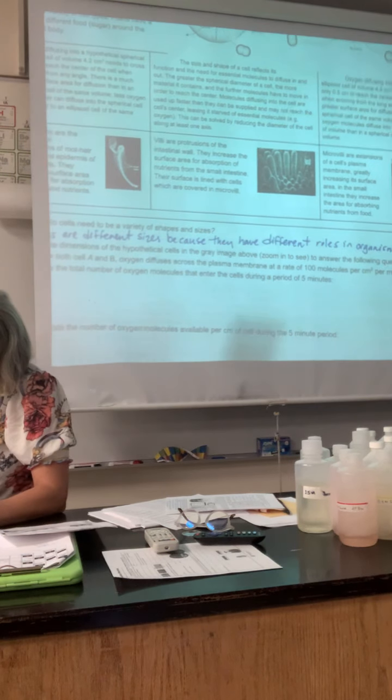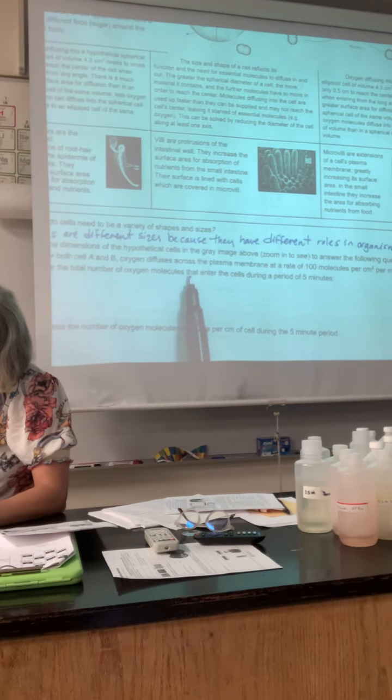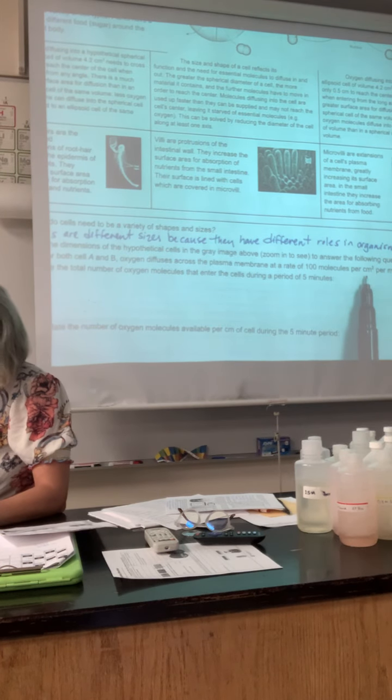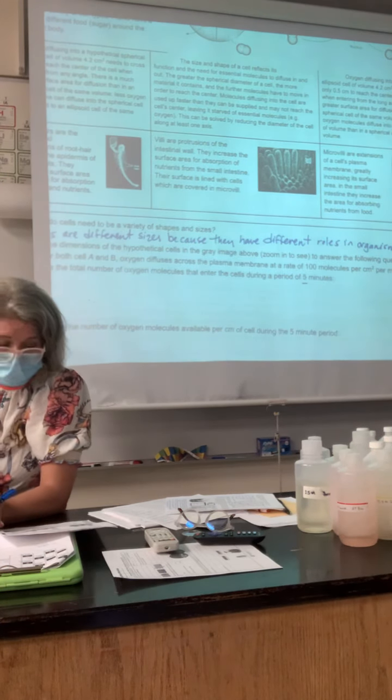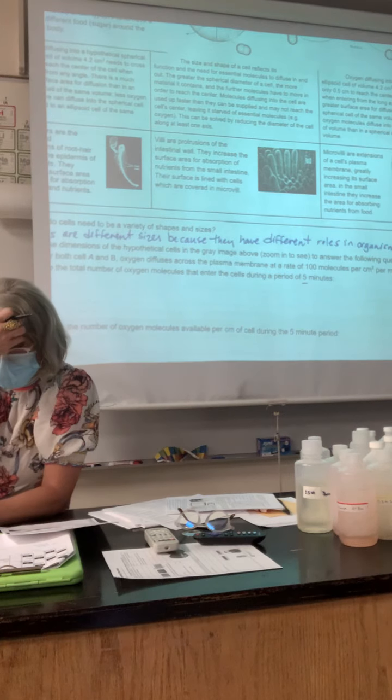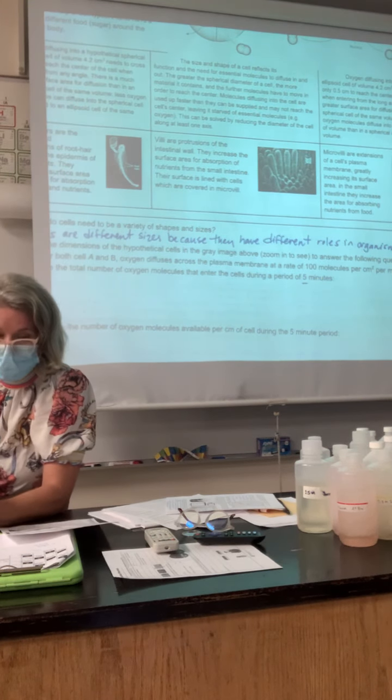All right. So what we want to do is we want to look at those cells. One of them's round and one of them's ellipsoid. And we want to answer this question. We want to know the rate of 100 molecules per centimeter squared per minute. We need to calculate the total number of oxygen molecules that would enter in a 5-minute period. So start us off with that one. Jason, how did you calculate that number?